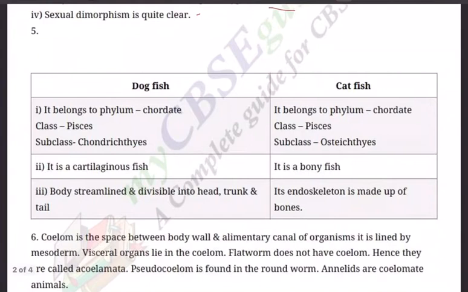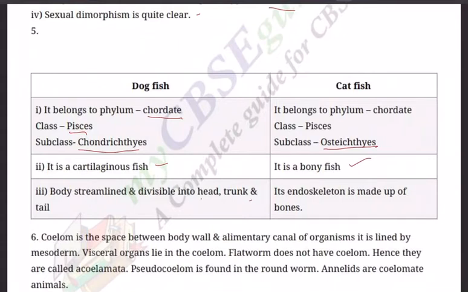And the differences between dogfish and catfish. Dogfish belongs to phylum Chordata, class Pisces, that is fishes, and subclass Chondrichthyes. Catfish belongs to phylum Chordata, class Pisces, but subclass, look at that, Osteichthyes. Osteo means bones, so it has to be a bony fish. Catfish is a bony fish, whereas a dogfish is a cartilaginous fish. Cartilage, it's made up of that, cartilage. Body streamlined and divided into head, trunk and tail.